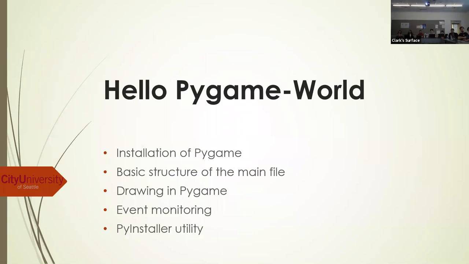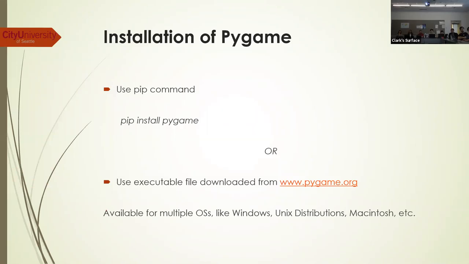So let's come to some installation and coding. There are two ways to install Pygame. The first way is to use the pip command. It's very simple. And the second way is to download the installation file from the official site of Pygame. And you can run it on any operating system like Windows, Unix, and macOS.